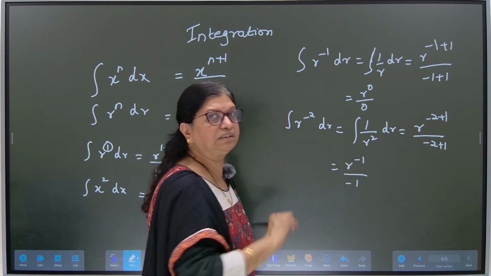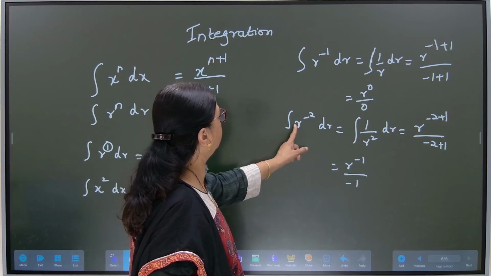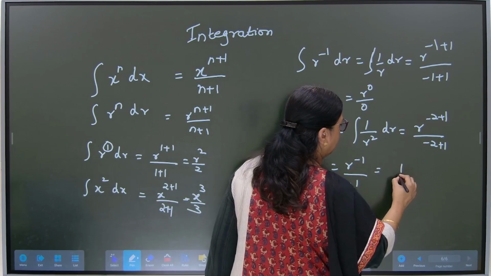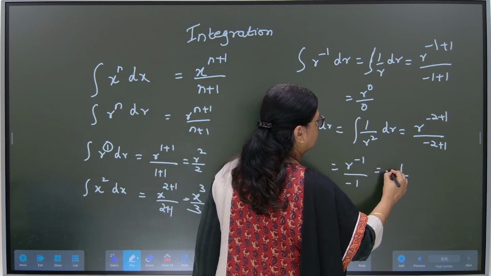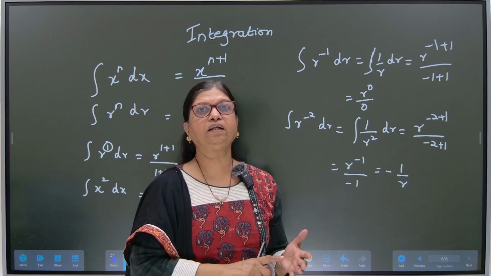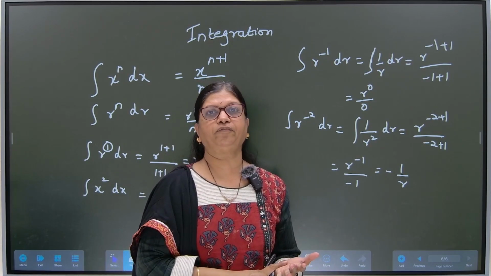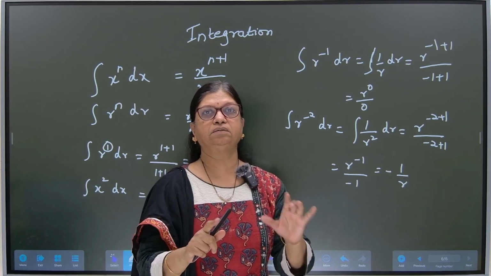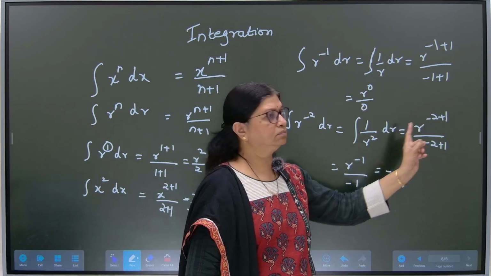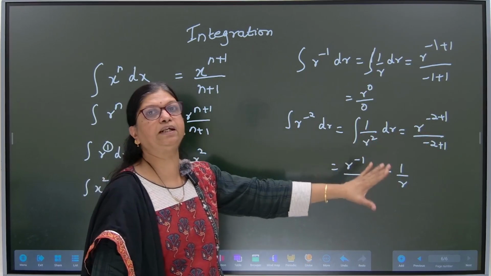Now like this I cannot leave it, so I have to put it in proper format. Here I have written r raised to minus 1 as 1 upon r, so let me write it as 1 upon r. And negative is there, so I write it as negative. Clear? Whether I have a positive power or a negative power, my trick is: write the variable, write the power plus 1, divide by power plus 1. And then finally I have to put it in a proper format.